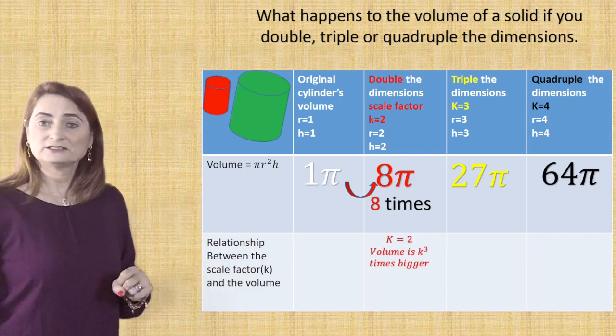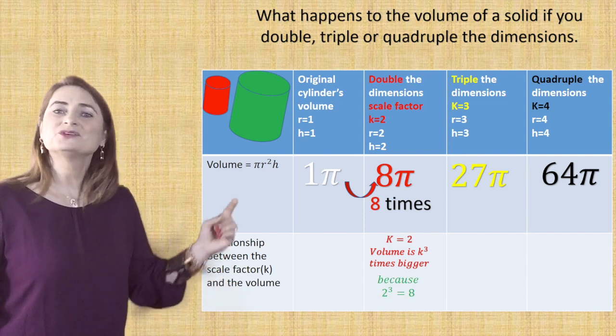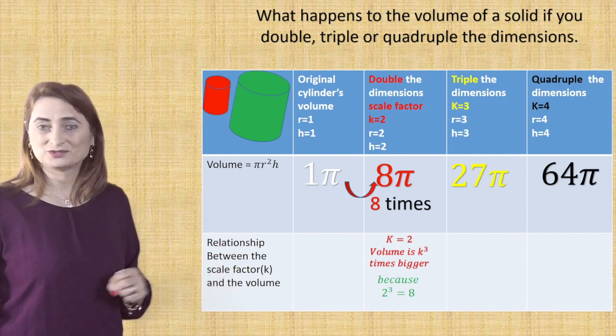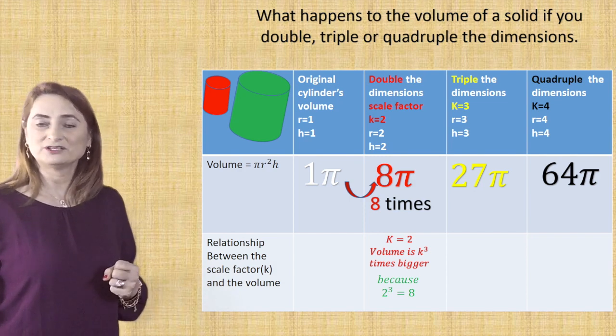Since the scale factor is 2, how did I get 8 times bigger? Because 2 cubed equals 8. So the scale factor is cubed. That's how many times bigger the volume will be.